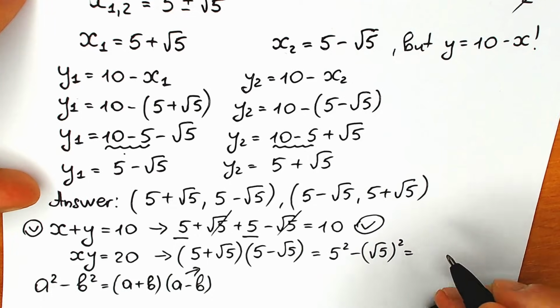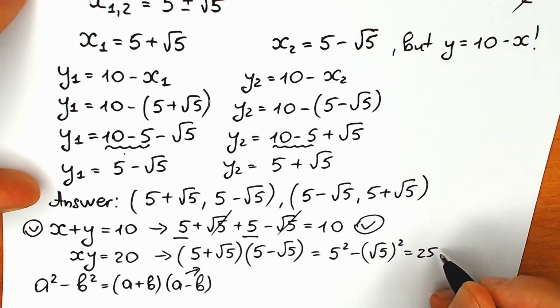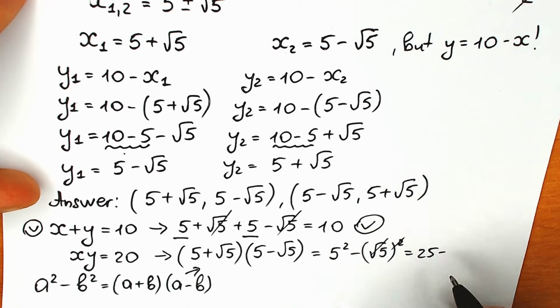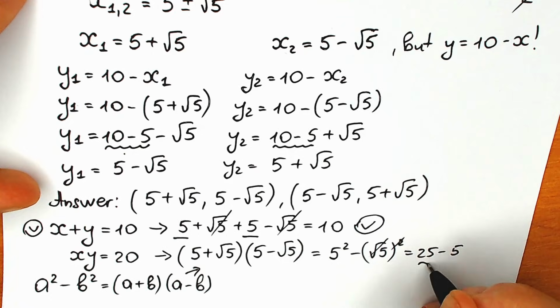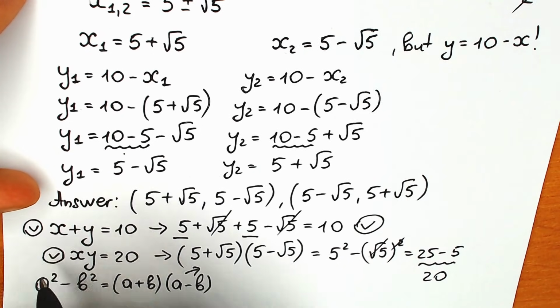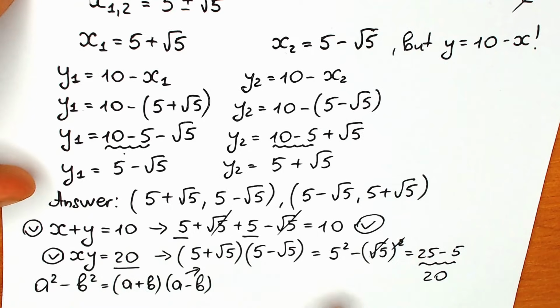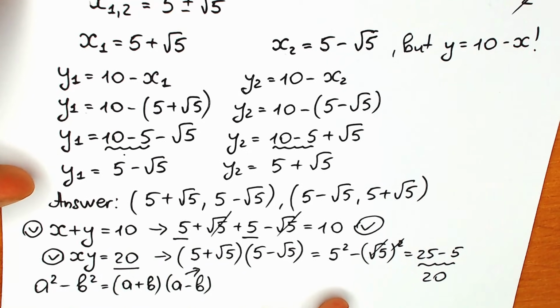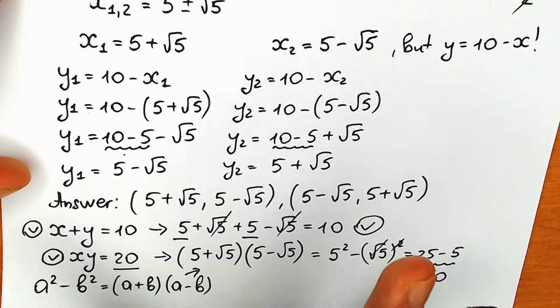And as a result, right here we have 25 minus, right here we're going to cancel it, minus 5. And this one equal to 20. So absolutely the same thing as we have right here. So our roots are absolutely correct. And yeah, this is my solution to this question.